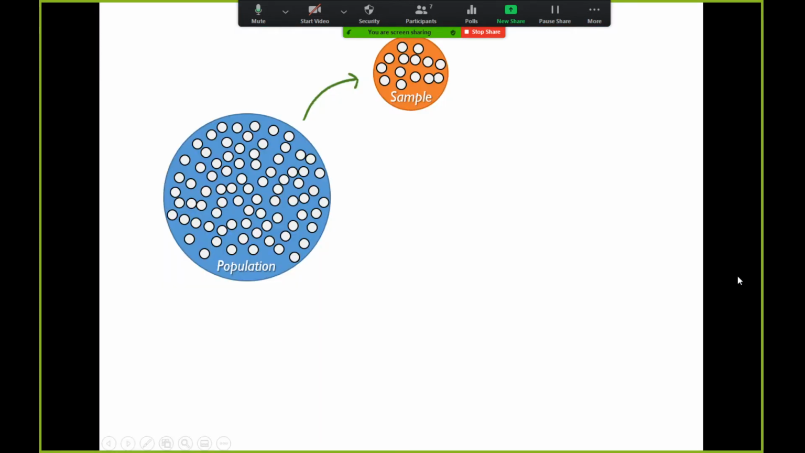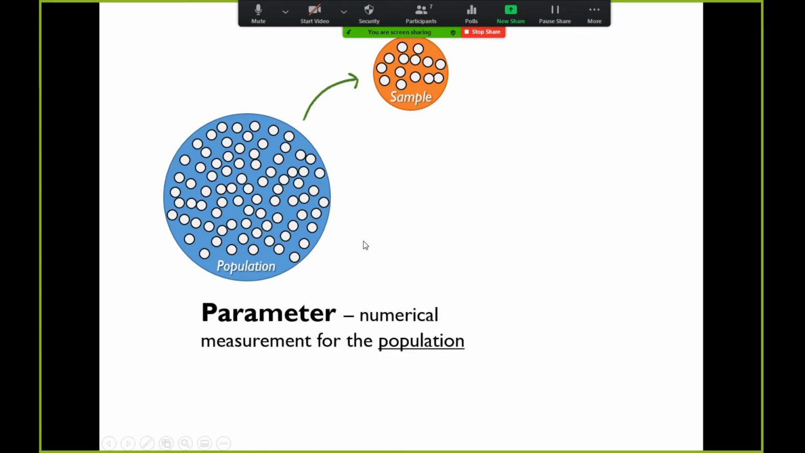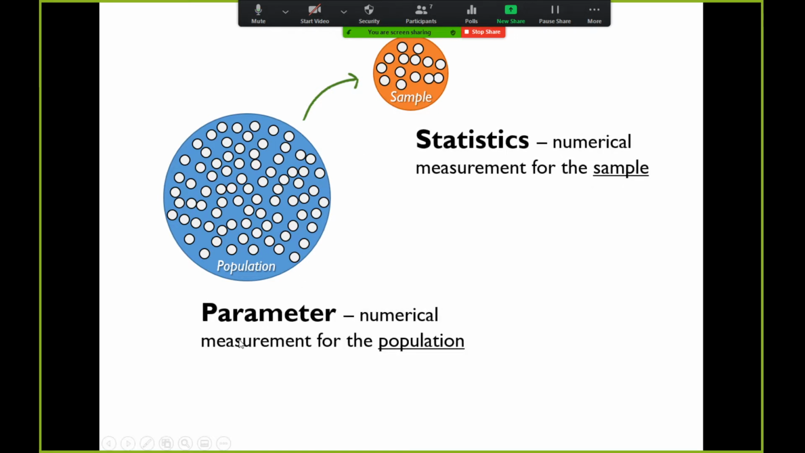So the first two definitions that you need to know relate to a population and a sample. That's part of the process of conducting a statistical study. Numerical measurements for the population are referred to as parameters. So any value that is a measurement of a population, we call a parameter. Any numerical measurement or value related to the sample is called a statistic.